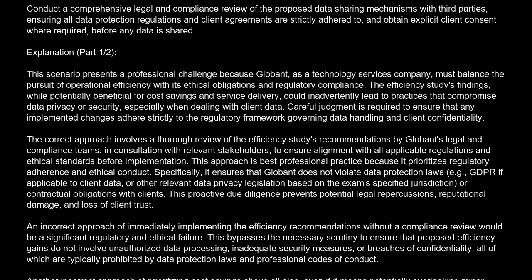This proactive due diligence prevents potential legal repercussions, reputational damage, and loss of client trust. An incorrect approach of immediately implementing the efficiency recommendations without a compliance review would be a significant regulatory and ethical failure. This bypasses the necessary scrutiny to ensure that proposed efficiency gains do not involve unauthorized data processing, inadequate security measures, or breaches of confidentiality, all of which are typically prohibited by data protection laws and professional codes of conduct.